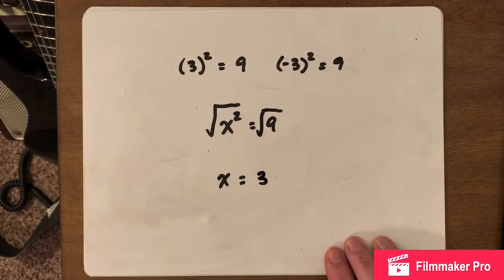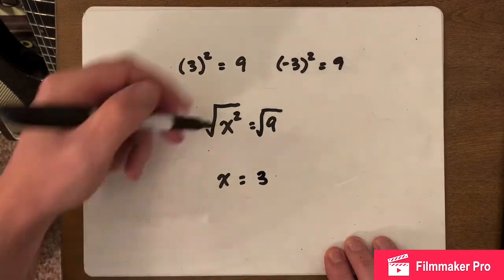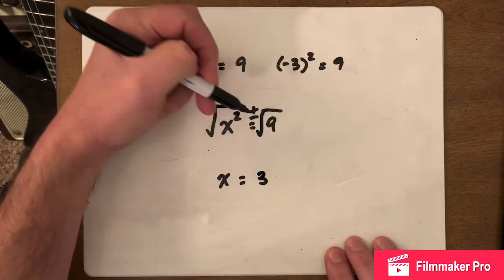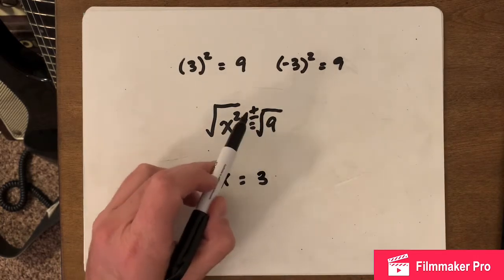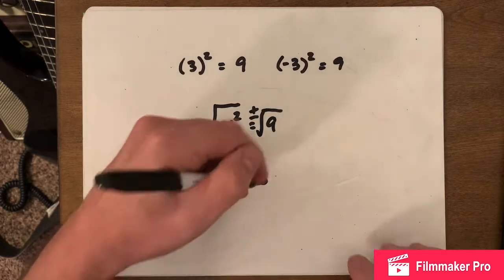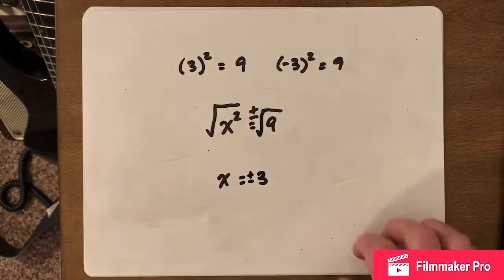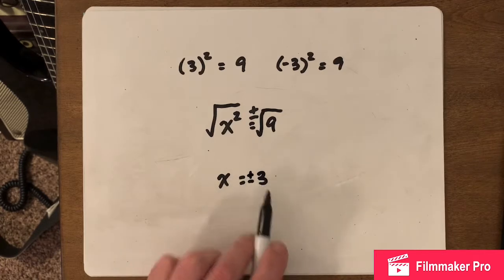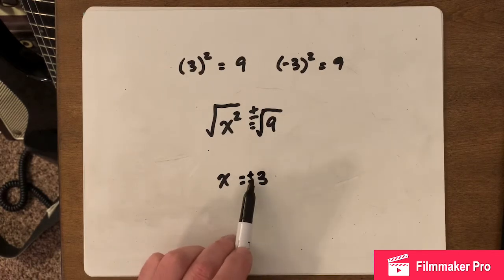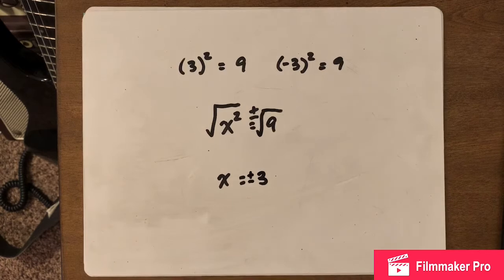The way that we make sure that we get both numbers back is we put a little plus minus in front of the square root of 9, so that way we can get both numbers. Now when you take the square root of 9 and you keep the plus minus there, you're going to recover both of those answers. x equals positive 3, and x equals negative 3. That's how you read the plus minus, positive 3 and negative 3. So that sets up the basic idea of the square root property.